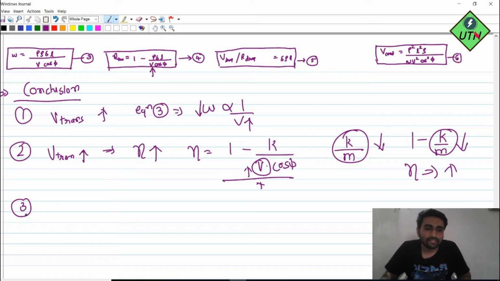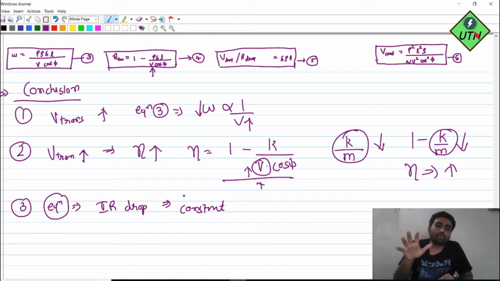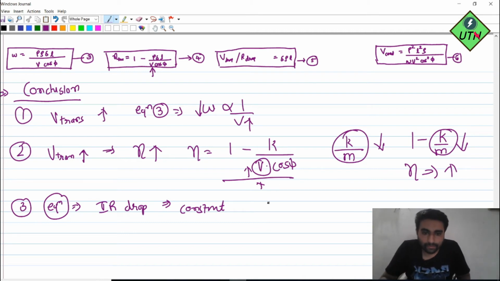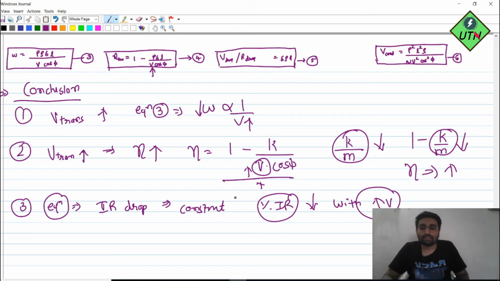Now from equation number 5, we can see that the IR drop is constant. As the resistance drop per line is constant, the percentage resistance drop will decrease with the increase in voltage. So the percentage resistance drop is going to decrease with increase in voltage. So that is the third advantage.